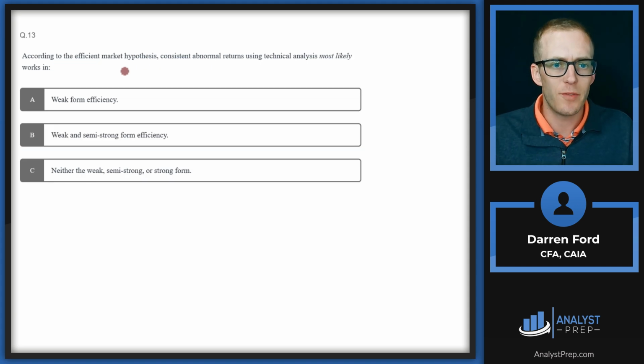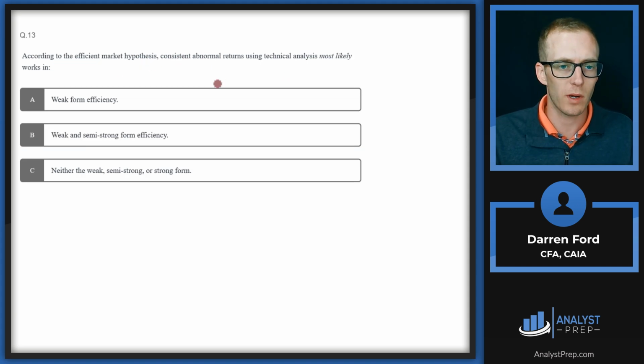Answer B. According to the efficient market hypothesis, consistent abnormal returns using technical analysis most likely works in weak form efficiency, weak and semi-strong form efficiency, or neither weak, semi-strong, or strong form. This one's going to be answer C. Weak form efficiency is assuming that all past information is priced in, and under that assumption, you would not be able to use technical analysis to perform abnormally better and consistently over time, since all that information is priced in.